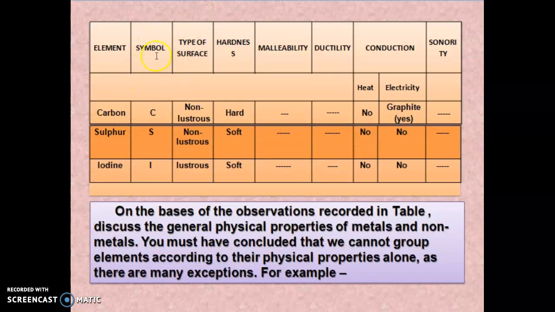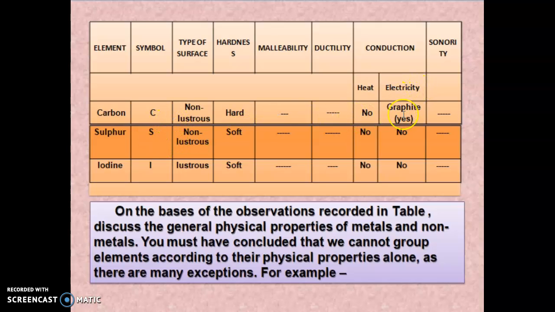The element carbon has symbol C, sulfur is S, iodine is I. Type of surface: carbon is non-lustrous, sulfur is also non-lustrous, iodine is lustrous. Hardness: carbon is hard, sulfur and iodine both are soft. Malleability and ductility: the non-metals will not show malleability as well as ductility.